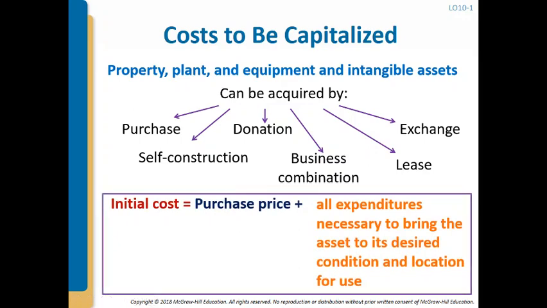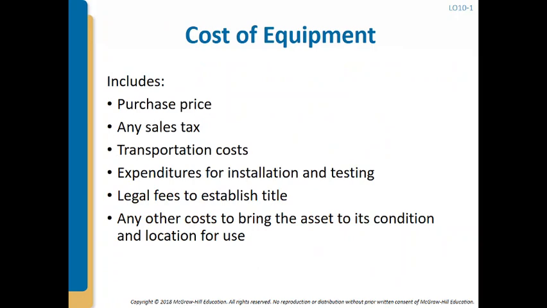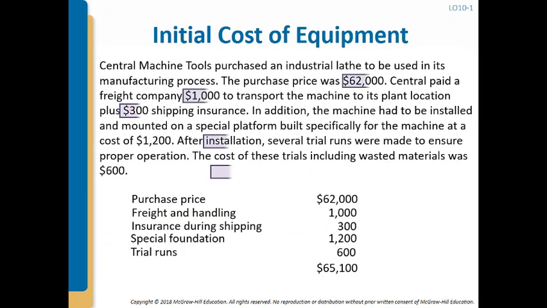So the initial cost is the purchase price plus all expenditures necessary to bring the asset to its desired condition and location for use. Again, cost of equipment includes the purchase price, sales tax, transportation costs, insurance costs, expenditures for installation and testing, legal fees to establish title, if any, and any other costs that bring the asset to its condition for use and location.